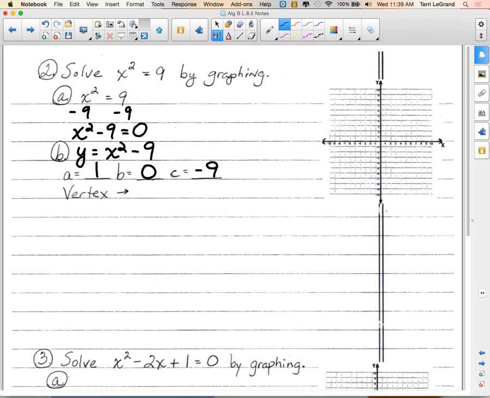What do we already know about the vertex for this one? Do we have to go through that long process of finding the vertex? Why not? B is 0, so that means the vertex is the y-intercept.